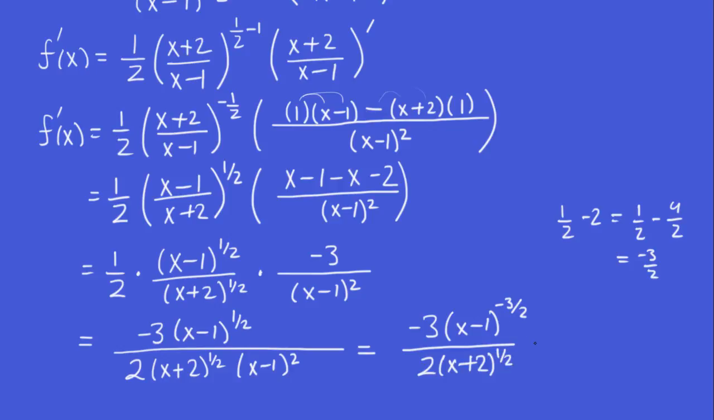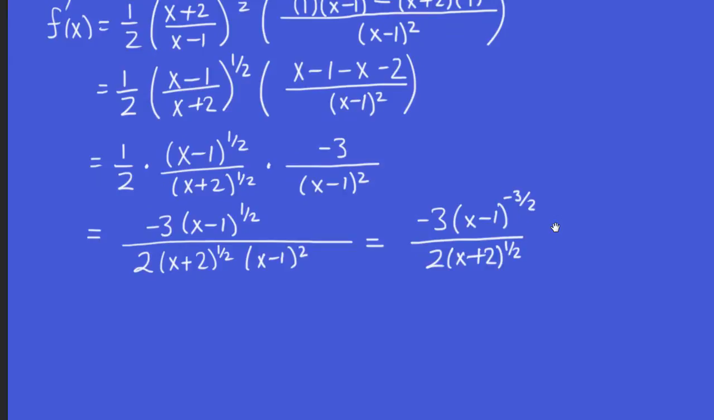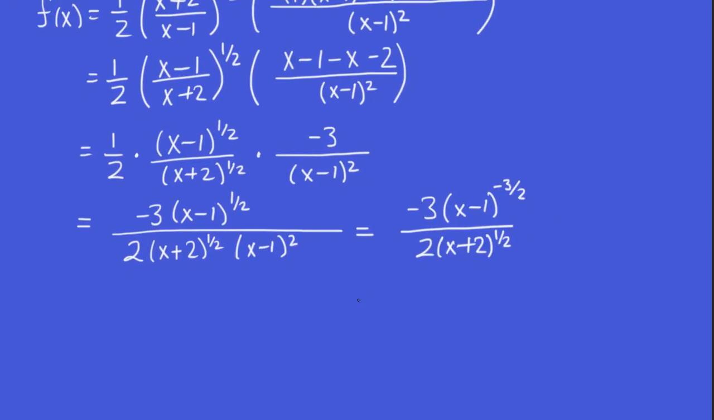And why don't we just do one more step to get rid of that negative exponent? So our final answer, I think we could write as follows. Negative 3 on top, all over 2 times (x plus 2) to the half times (x minus 1) to the power of 3 halves. And that's our final answer.